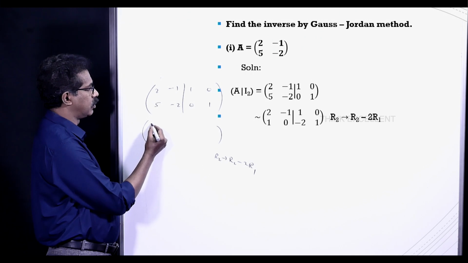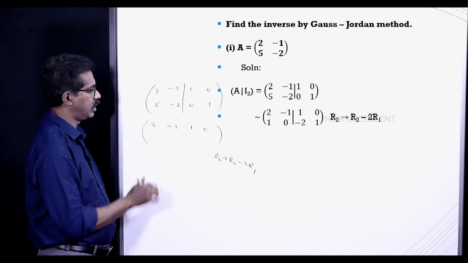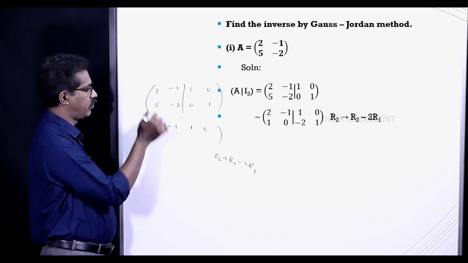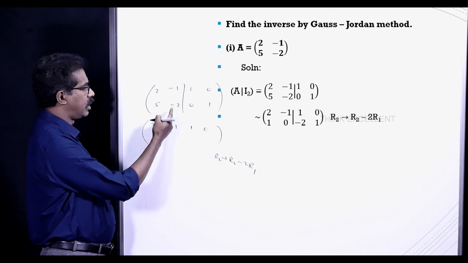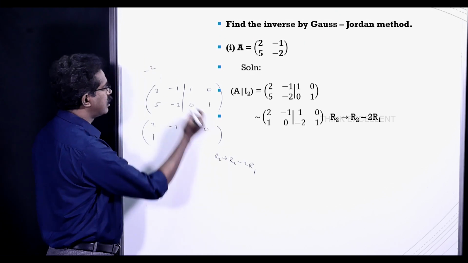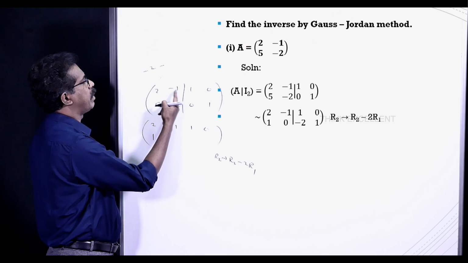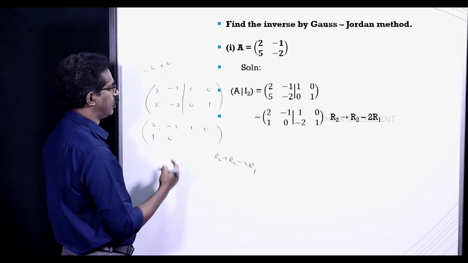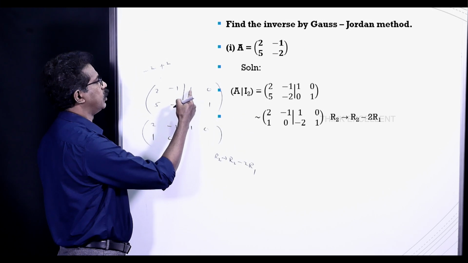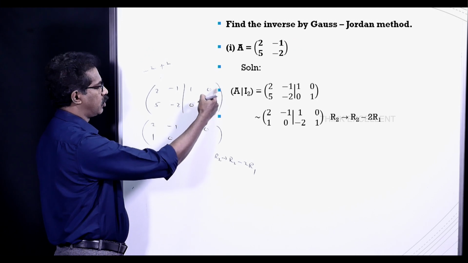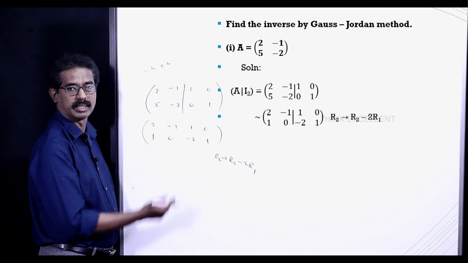So you are getting 2 minus 1, 1 0. First row no change. So multiply by 2. 2 2s are 4. 5 minus 4 is 1. Then minus 2. This minus 2 times this, 2 into minus 1 is minus 2, so plus 2. You will get 0, right? Then 0 minus 2 into 1, that is minus 2, and 1 minus 2 into 0 is 0, so you are getting 1. So like that this step you are getting.